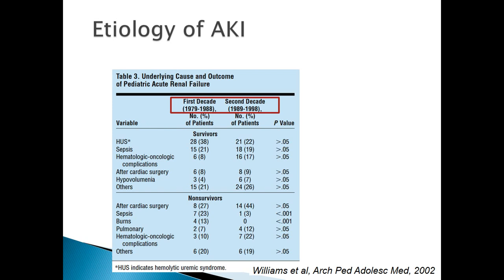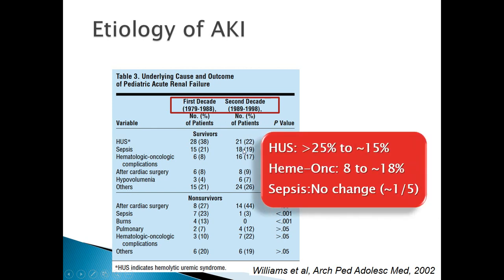Now, what causes acute kidney injury? This was a study that looked at 2 different decades, from 79 to 88 and then from 89 to 98. It showed that the causes of AKI are shifting a little over time. Primary renal diseases like HUS decreased from roughly 25% to about 15% from the first decade to the second. Sepsis remained an important cause of AKI, and hematology-oncology complications increased from the first to the second decade.